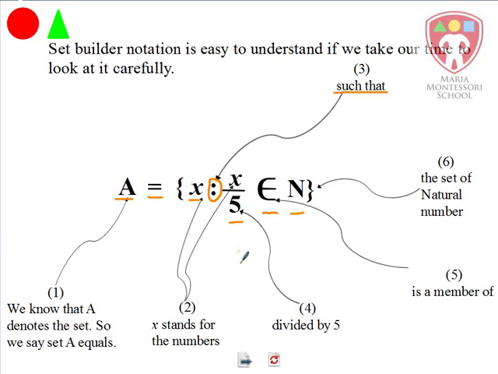Pause the video, copy this down, and different members of the class should try to say it. Let me say it one more time before you pause. Set A equals x such that x divided by 5 is an element of the set of natural numbers. Pause the video and let different members of the class practice saying this set notation.